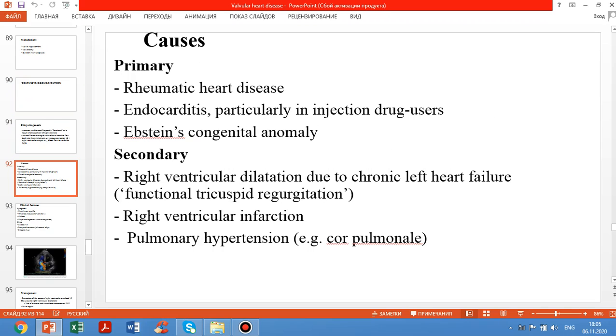Causes. Primary can be rheumatic heart disease, endocarditis, particularly in injection drug users, IV injection, or congenital anomaly. Secondary is right ventricular dilation due to chronic left heart failure. It is called functional tricuspid regurgitation. Also right ventricular infarction and pulmonary hypertension or cor pulmonale.